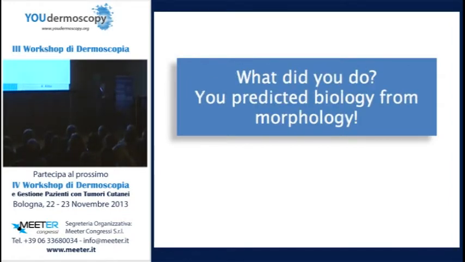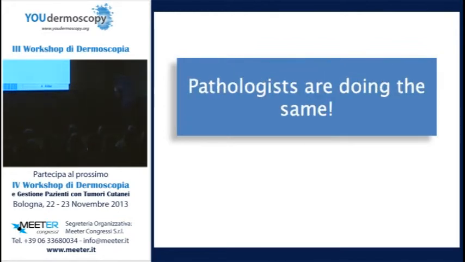But what did you do when you made a diagnosis here? You predicted biology by morphology. Why? Because you didn't see if these patients had metastases or not. You did not know the biologic outcome. But you assumed that the melanoma that looked like a melanoma is a melanoma because morphologically it looked like that. So you predicted biology from morphology. That's true. Pathologists are doing the same. They predict biology from morphology.